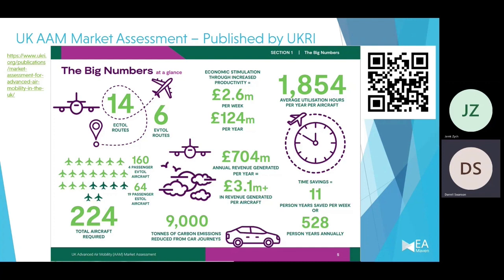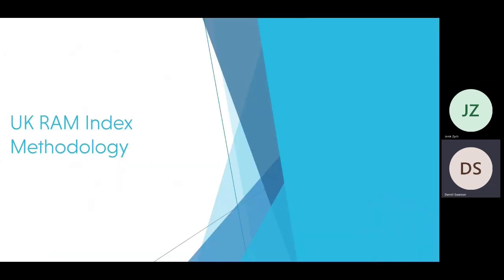And then we're seeing some big numbers there in terms of economic stimulation just through time savings. That time savings is quite staggering. We're looking at about 11 person years per week, or 528 years on an annualized basis. That's generating about 3.1 million per aircraft, or 704 million altogether. For aircraft utilization, we're looking at about 1,854 hours. It's slightly different depending upon whether it's an eVTOL or an eCTOL type aircraft, but we get into those details in the report. So please, by all means, scan that QR code and that will take you through the assessment. I'm going to pass over to Yarrick to take us through the next bit of the slide.